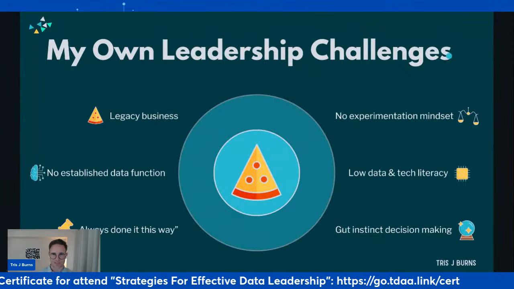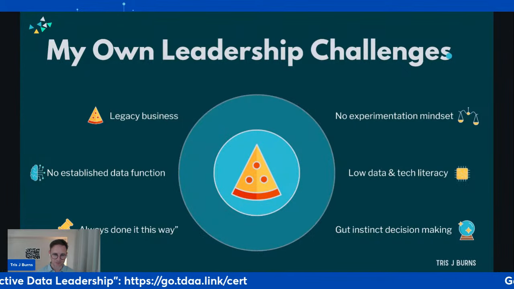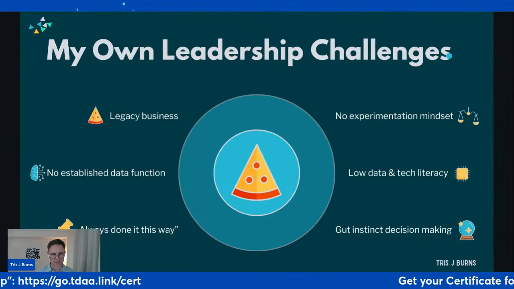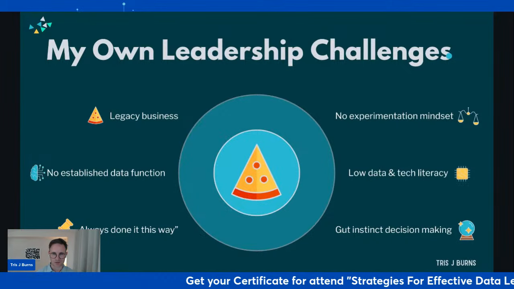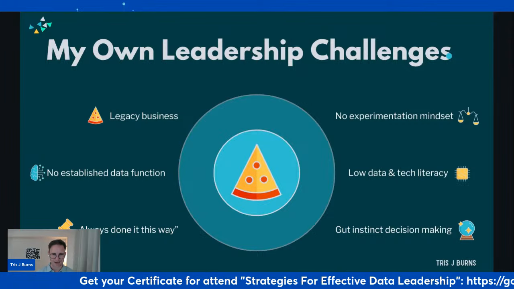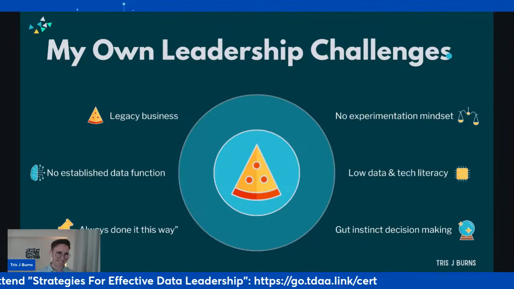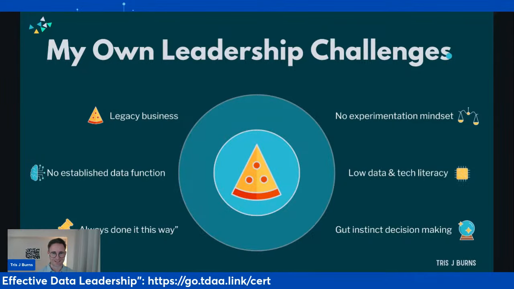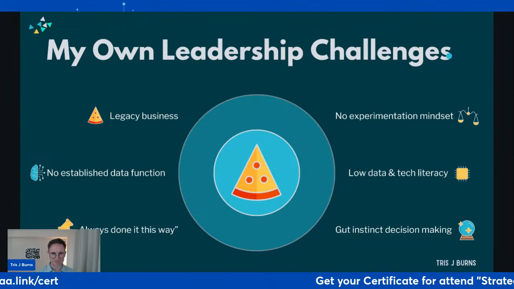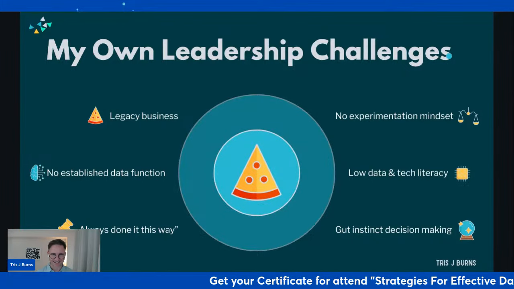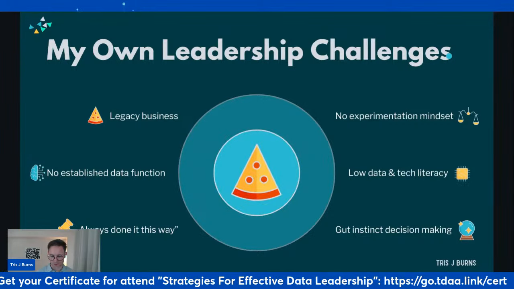Another part of my role was to help establish an experimentation mindset, which didn't really exist previously. I was also working with stakeholders who, it's fair to say, in many cases had low data and technical literacy. In some corners of the organization, instead of data-driven business decision-making, it was a lot of gut instinct, experience and intuition-driven decision-making. Many of the people on the call will probably resonate with that as you embark upon leadership within your organizations and data roles.